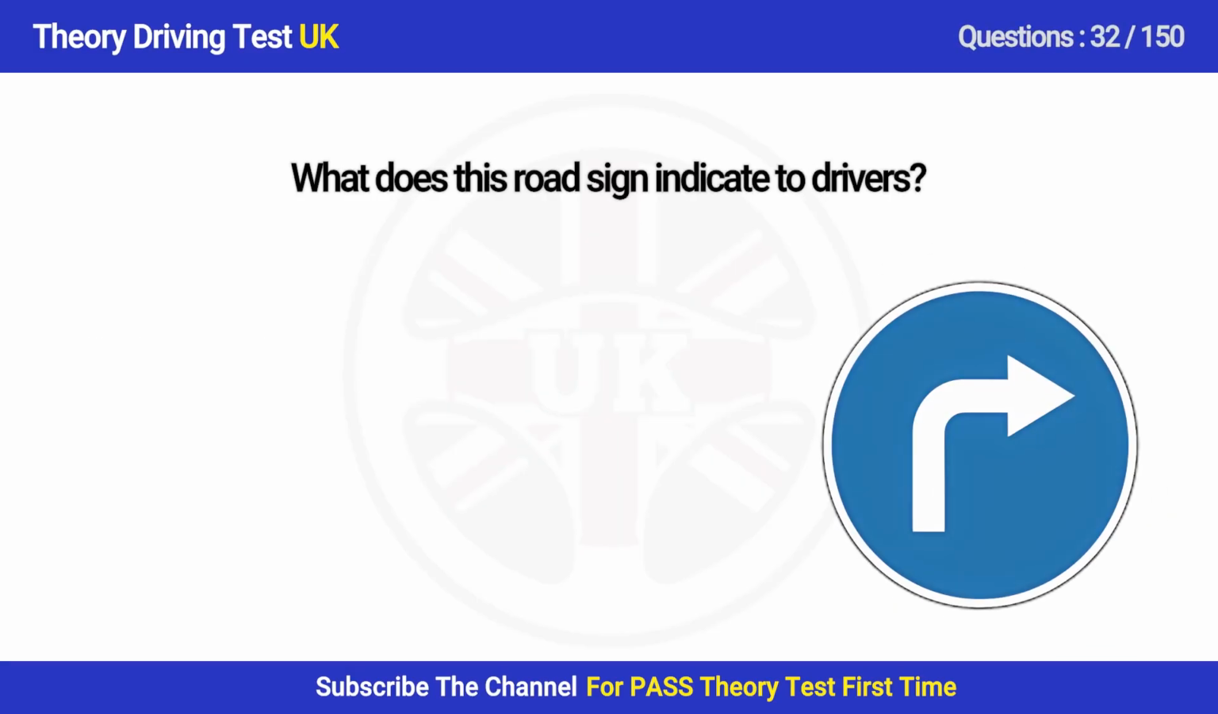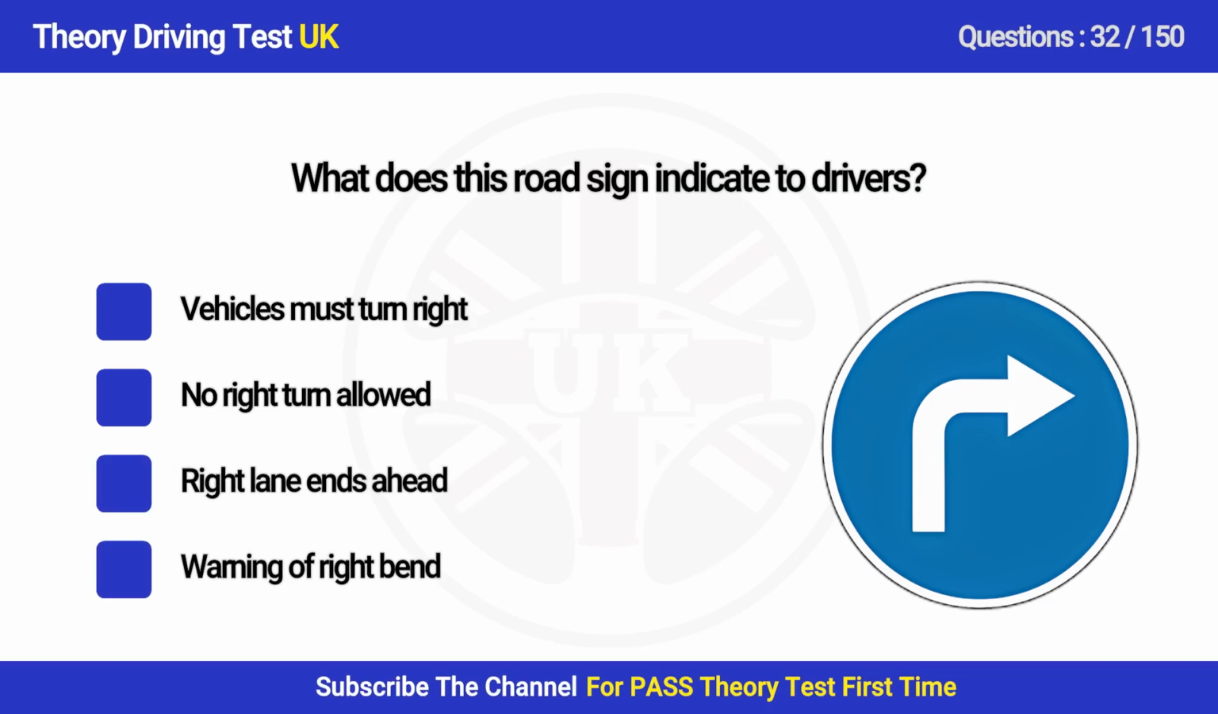Question 32. What does this road sign indicate to drivers? A. Vehicles must turn right. B. No right turn allowed. C. Right lane ends ahead. D. Warning of right bend.